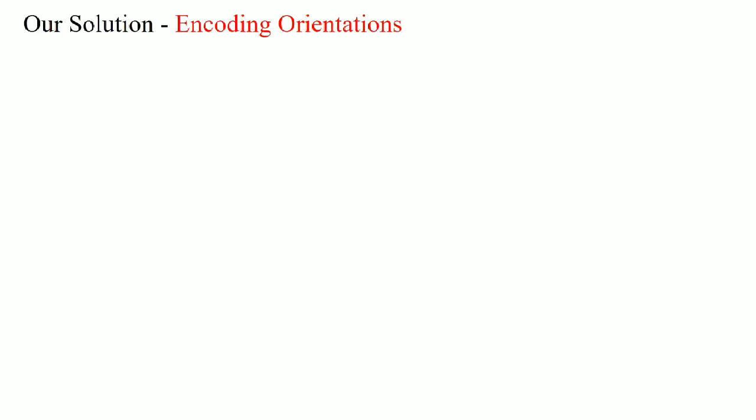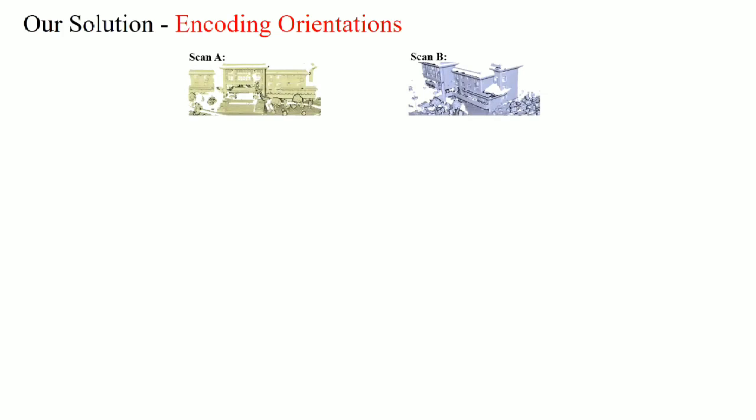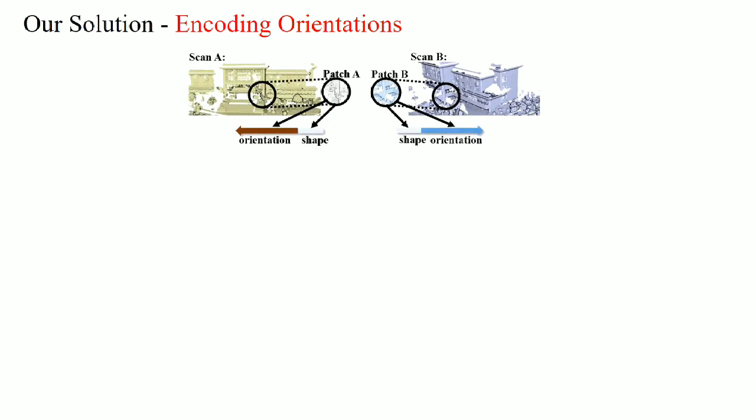We propose that we can solve the above problems by merely encoding the orientation information to descriptors. Our solution can be summarized as follows. First, given the extracted local patches, we encode their shape and orientation information to their descriptors. The shape information is rotation invariant, while the orientation information will change as the point cloud rotates.